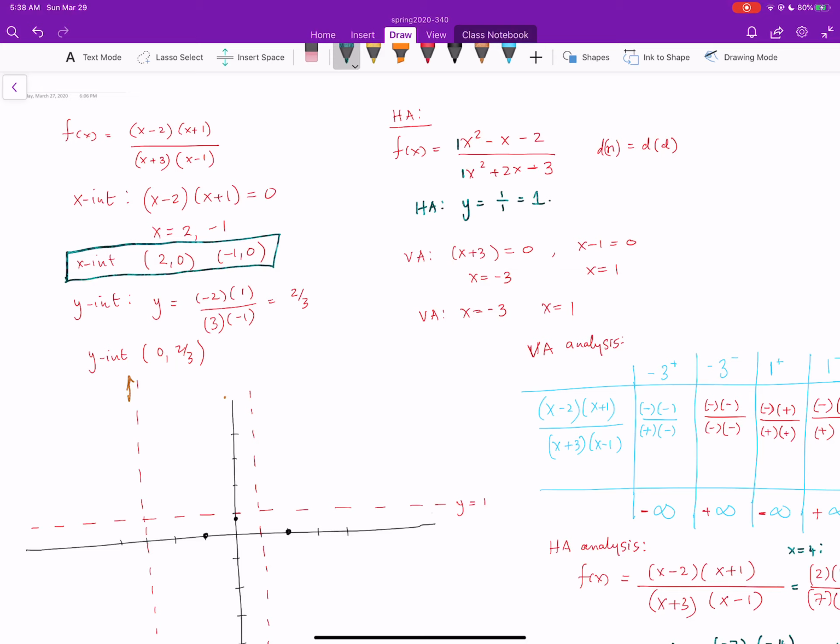And then we have the y-intercept to find. You set x equal to 0, solve for it, and we end up getting 2 over 3. So the y-intercept is (0, 2/3).